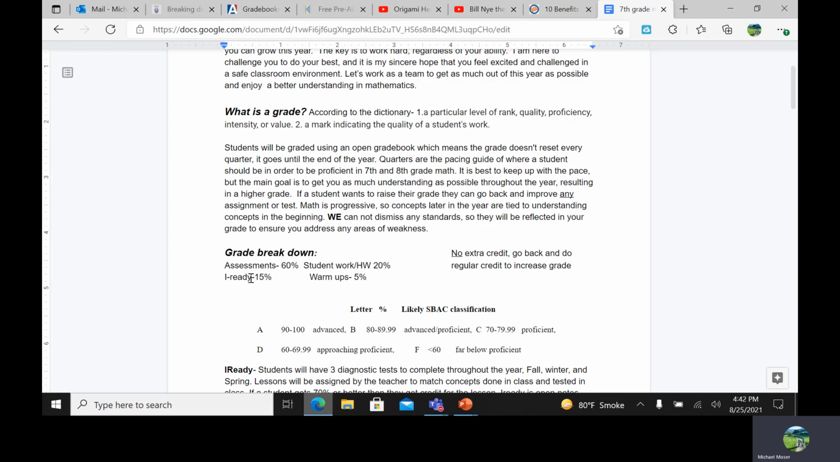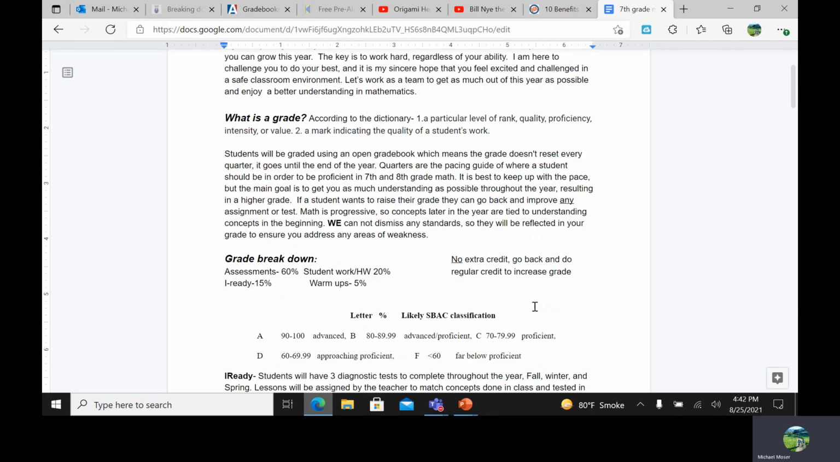Okay, I did mention iReady is 15%. Warm-ups are 5%. There is no extra credit. There's plenty of opportunity to increase the grade with regular credit. And so I have had 100% in the past. It is rare, but it is possible.